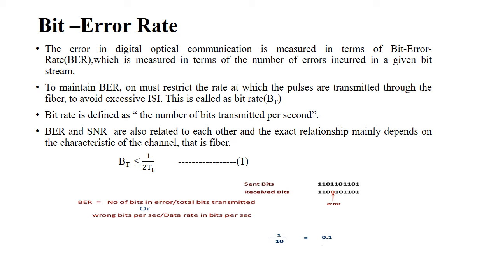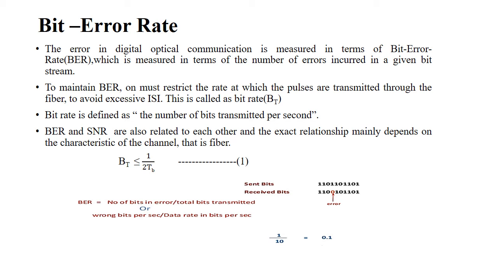Next one is bit error rate. Error in digital optical communication is measured in terms of bit error rate, which is the number of errors included in a given bit stream. To maintain the BER, the rate at which pulses are transmitted through the fiber must avoid excessive ISI. This is called the bit rate, defined as the number of bits transmitted per second.